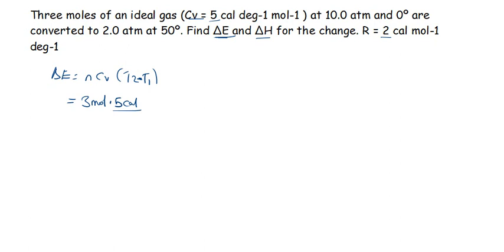So now what we need to do is write 5 calories, then times the change in temperature. There's supposed to be per Kelvin per mole, these calories. So now we have the change in temperature, which is from 0 to 50.